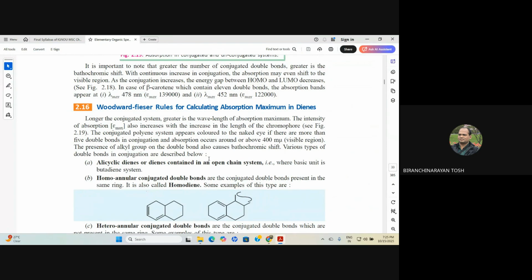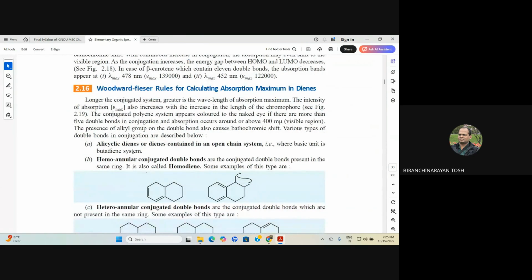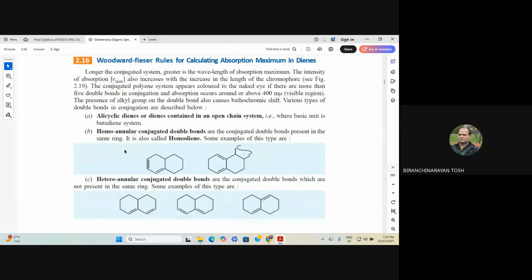So the Woodward-Fieser rule for calculating the absorption maximum in dienes. So the rule is, as discussed here, you can see the alicyclic dienes or dienes contained in an open chain system where the basic unit is butadiene. So that is one type of double bond. Then the second type is homoannular conjugated double bond. Homoannular, same thing is there, but the conjugated double bonds are in the same ring. And here the conjugated double bonds are in the other ring. Heteroannular conjugated double bond.